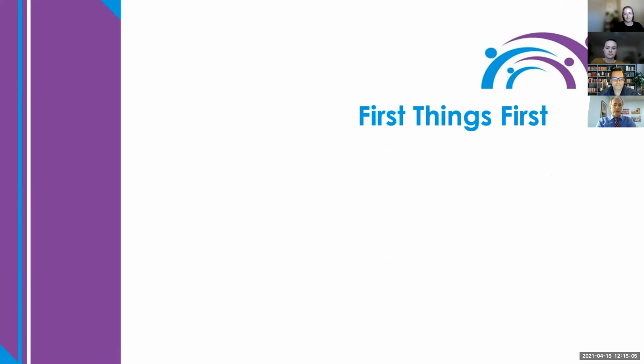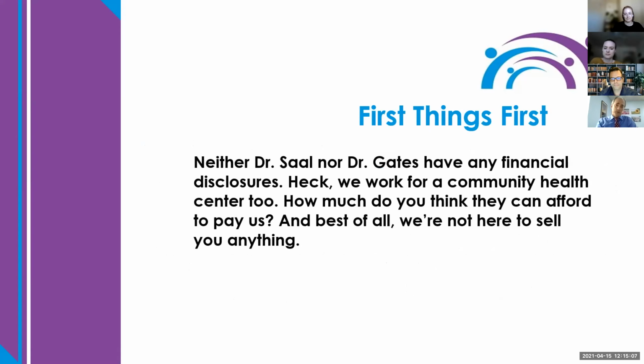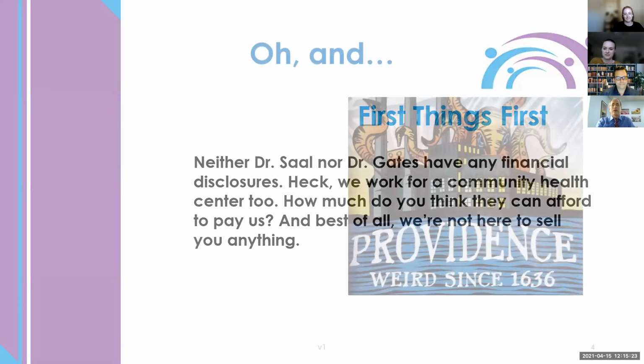And of course, first things first, we have nothing to disclose. We're poor, we work for a community health center, and most importantly, we're not here to sell you anything. So sit back, relax, eat your lunch, and let's talk turkey about how to get Z codes and other data from your office to who needs it, whether it's a CCO or your state Medicaid office.